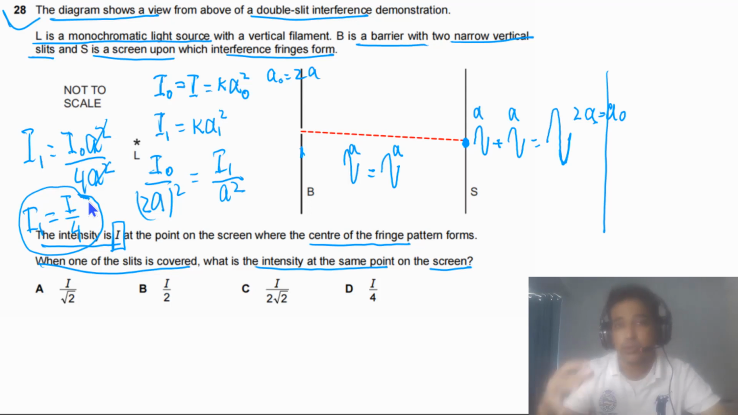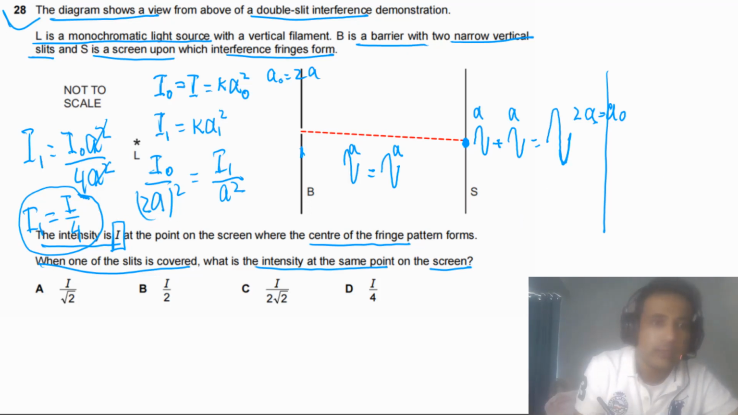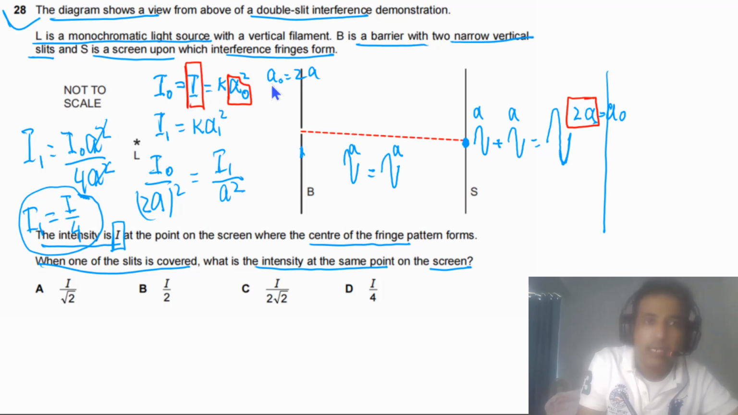This question is also a typical question. You will see this one in other past papers as well. So what we have done in this case, let me repeat once again. This A naught is the amplitude of the resultant wave, and the intensity of this resultant wave is given to us, that is equal to I, and I has to be equal to K times amplitude square.